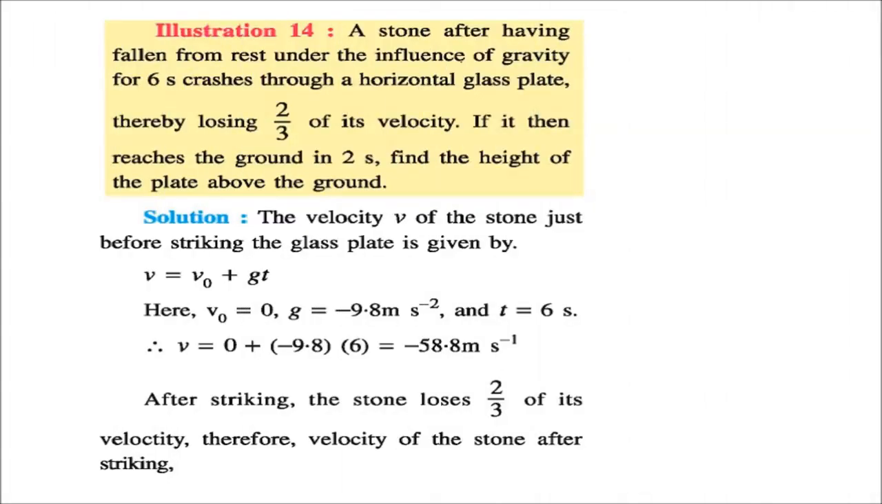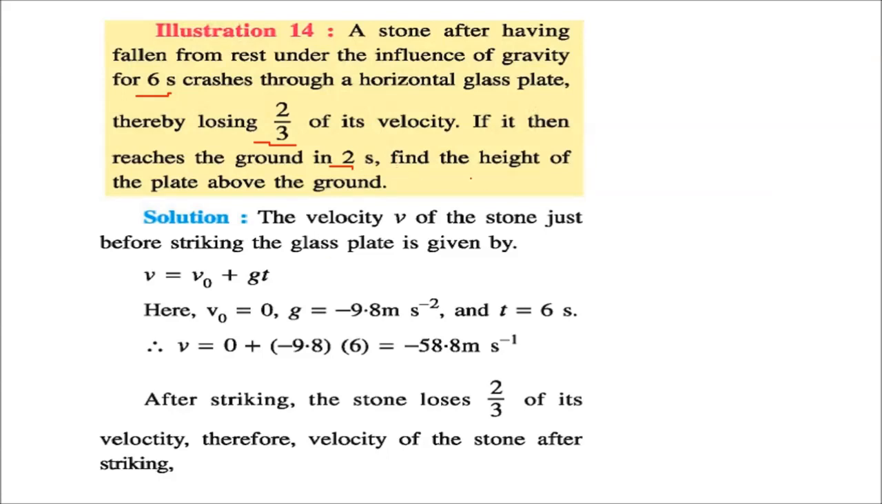A stone, after having fallen from rest under the influence of gravity for 6 seconds, crashes through a horizontal glass plate, thereby losing 2/3 of its velocity. So only 1/3 velocity will remain. If it then reaches the ground in 2 seconds, find the height of the plate above the ground.